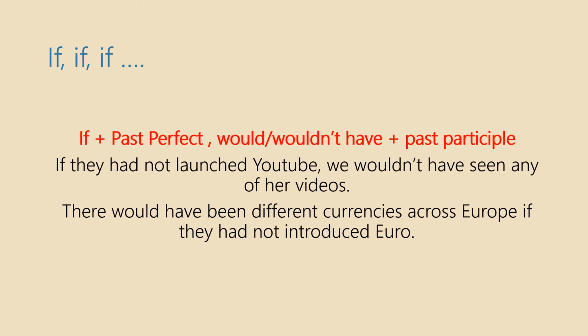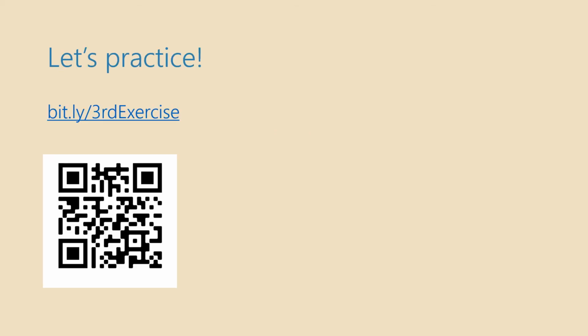If they had not launched YouTube, we wouldn't have seen any of her videos. There would have been different currencies across Europe if they had not introduced euro. This construction is called the third conditional. We use it to talk about unrealistic past events. Let's practice third conditional a bit more.